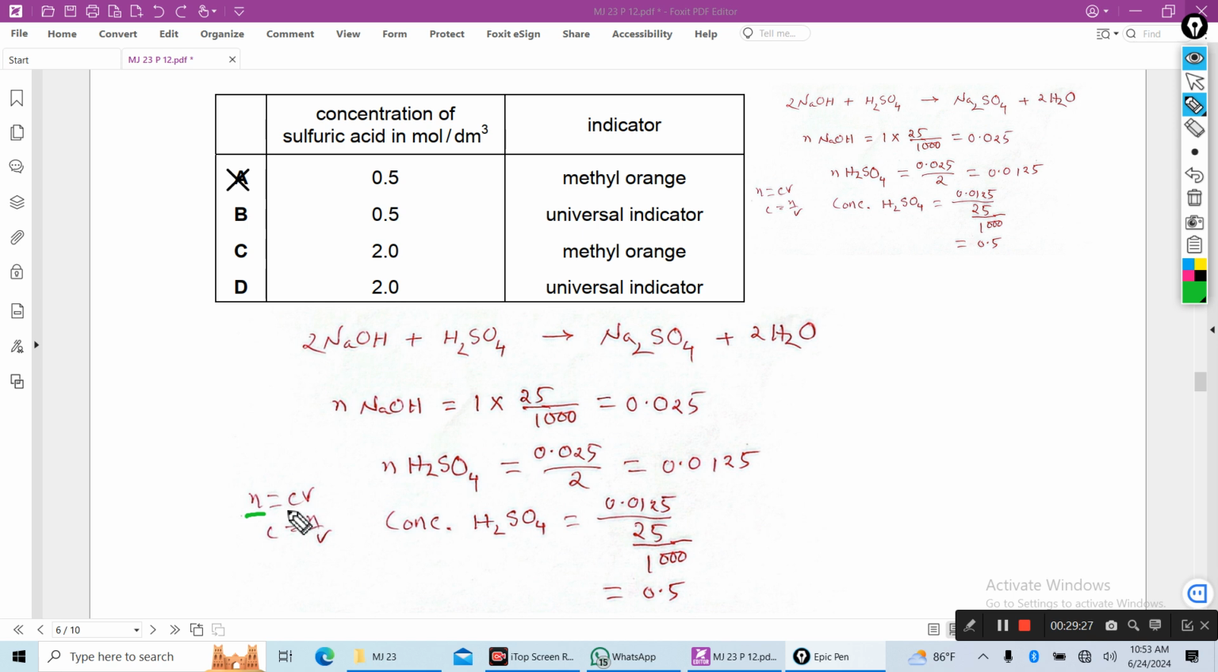Now you know number of moles equals concentration times volume. So concentration of sulfuric acid will be number of moles divided by volume. Volume is 25 cm³, so you need to convert it to dm³ by dividing by 1000. So 0.5 mol per dm³. You get the concentration of sulfuric acid.